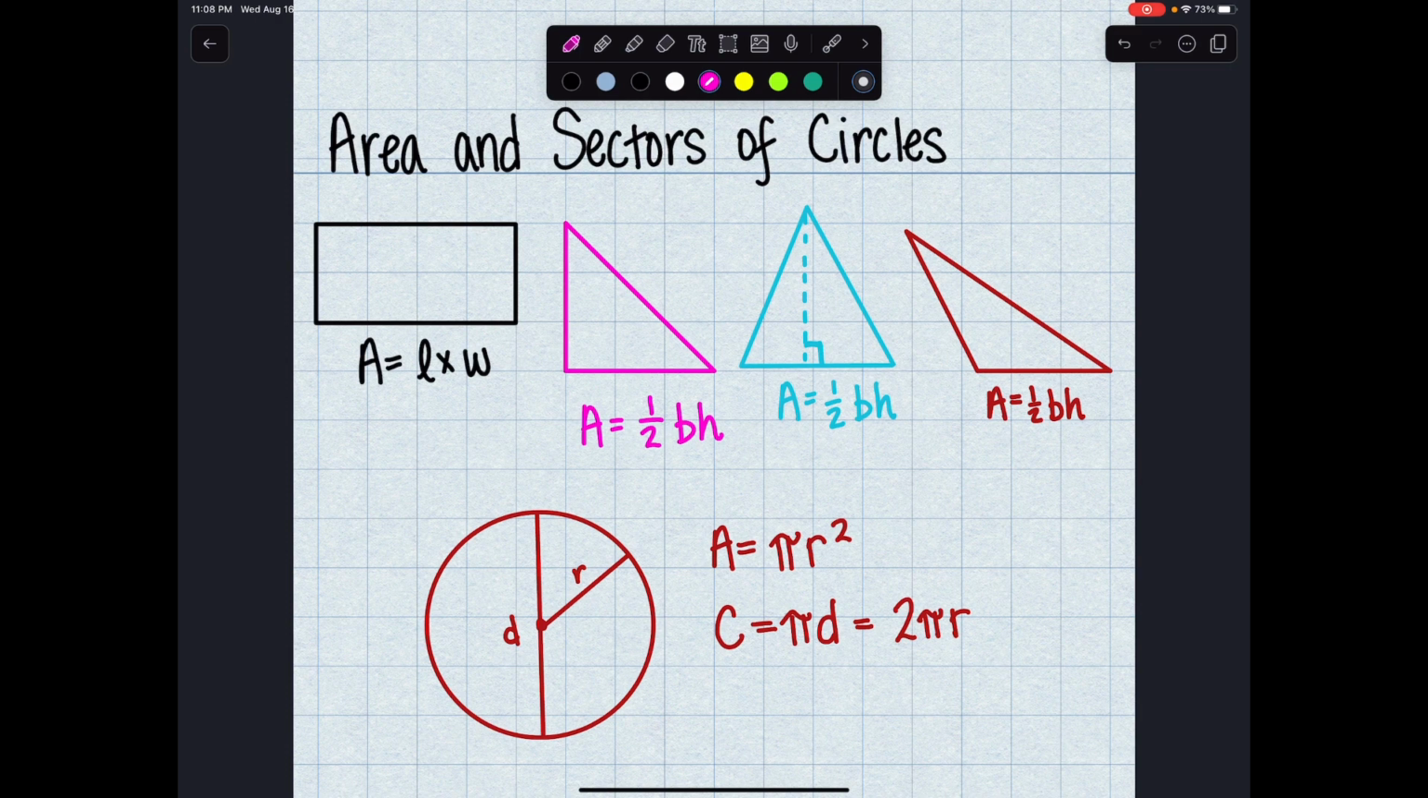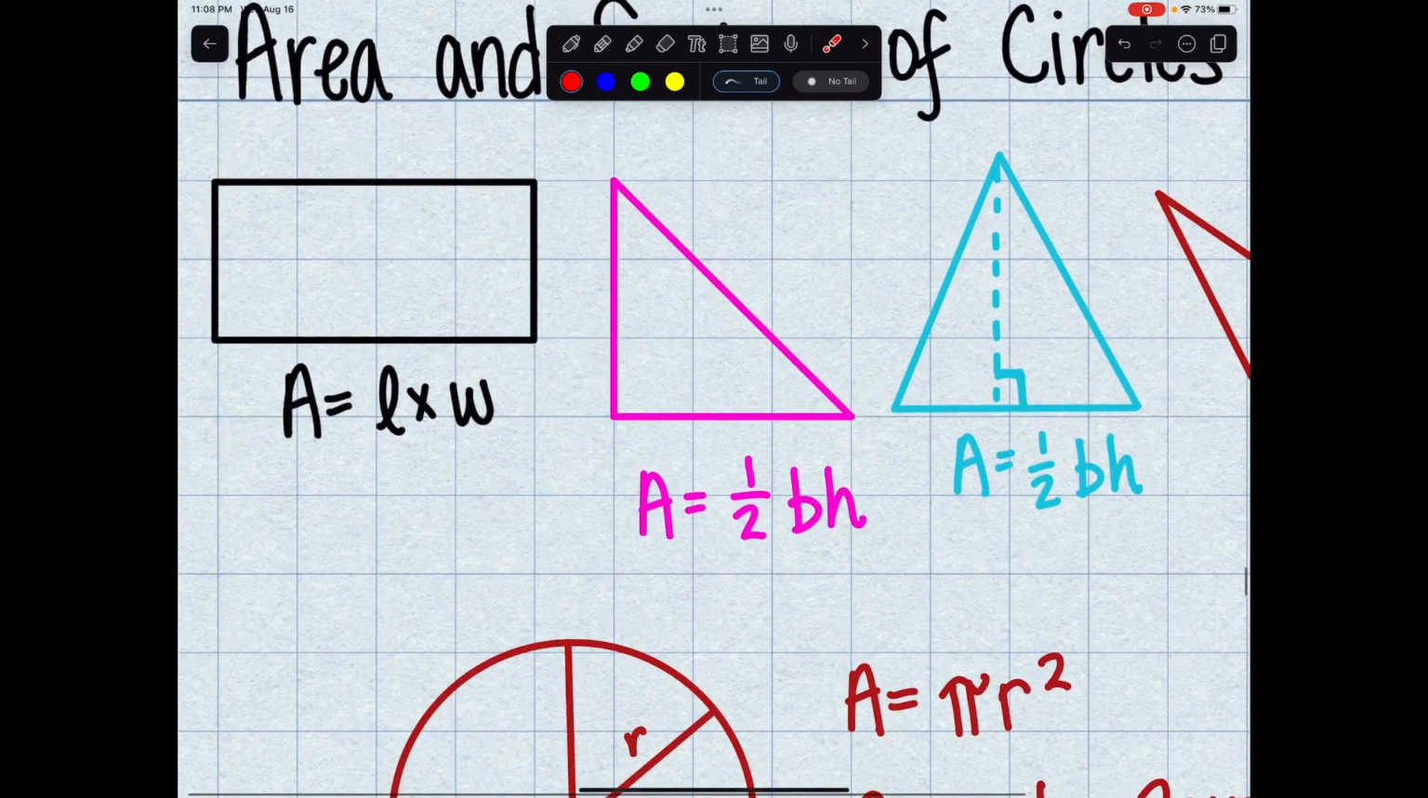Let's see. Okay, the area of a rectangle. Start here. What's the area of a rectangle? You should know it. Length times the width. This is the length. This is the width. Bam, easy, just like that.